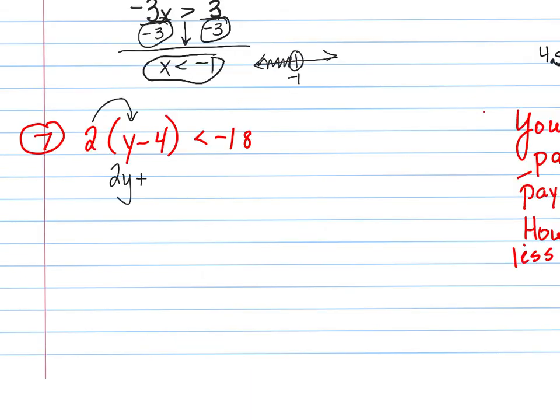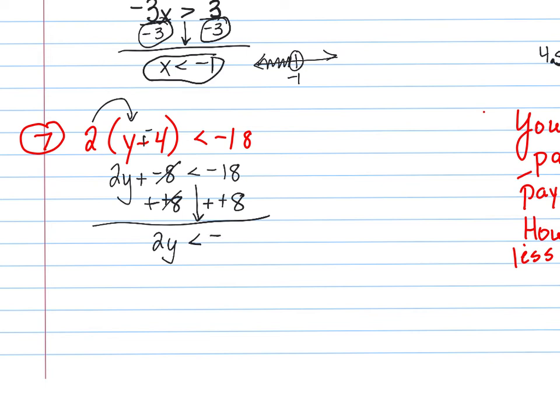Okay, so plus negative 8. Did keep change opposite? Okay, put your wall up. In order to get rid of negative 8, we subtract negative 8 on both sides. Keep change opposite. And negative 8 plus 8, they cancel, right? So 2y is less than negative what? 26. No. Negative 18 plus 8 is?